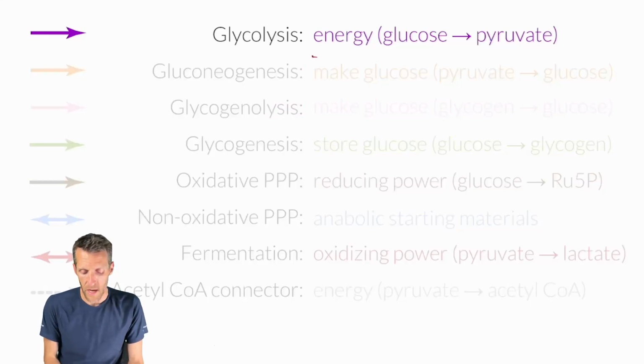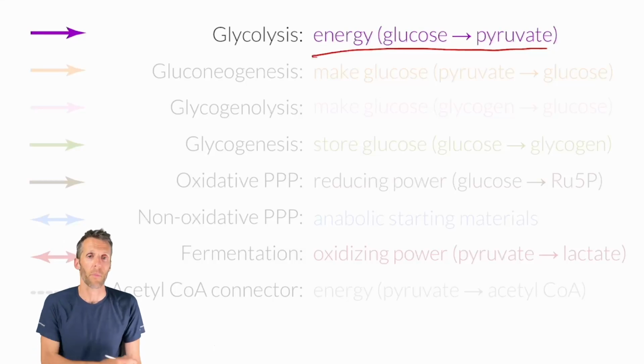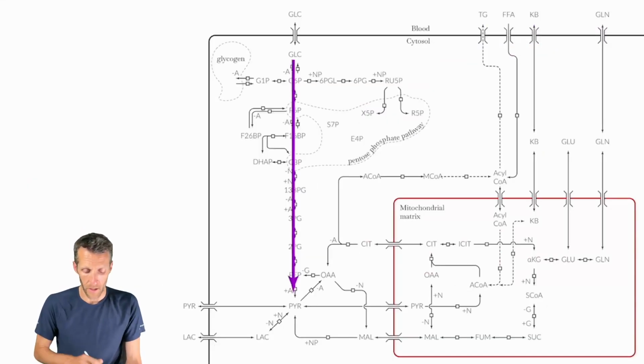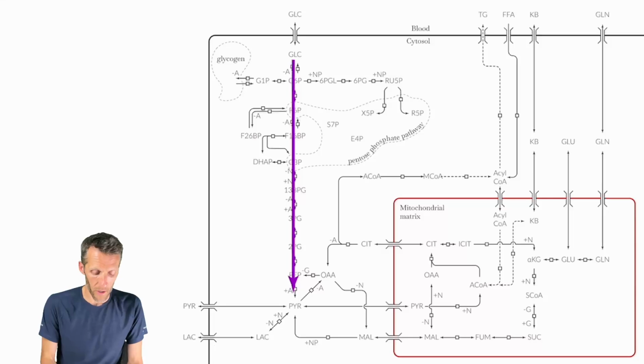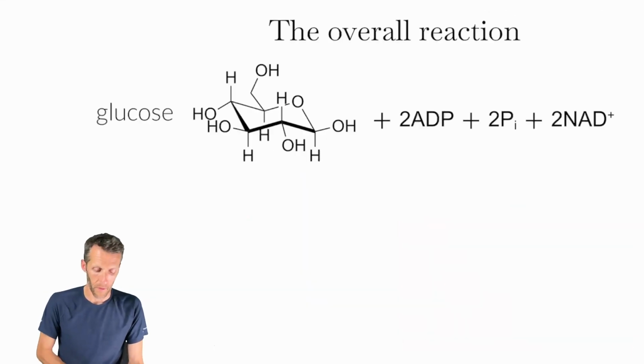Specifically, glycolysis is going to convert glucose to pyruvate as part of a process to extract energy. So that's the thing we're talking about here. We're starting at glucose here at the top. We're ending up at pyruvate at the bottom. And what we'll see is we're going to spit out some ATP molecules along the way.